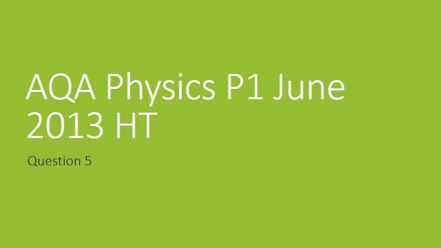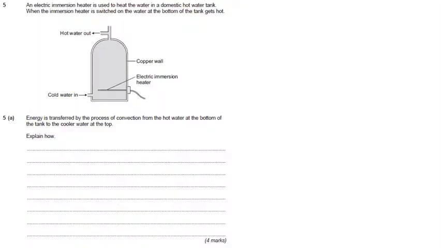This is a worked solution to AQA Physics P1 June 2013 higher tier paper question 5. 5a requires us to describe convection. Again, we need just to revise and learn these four statements.